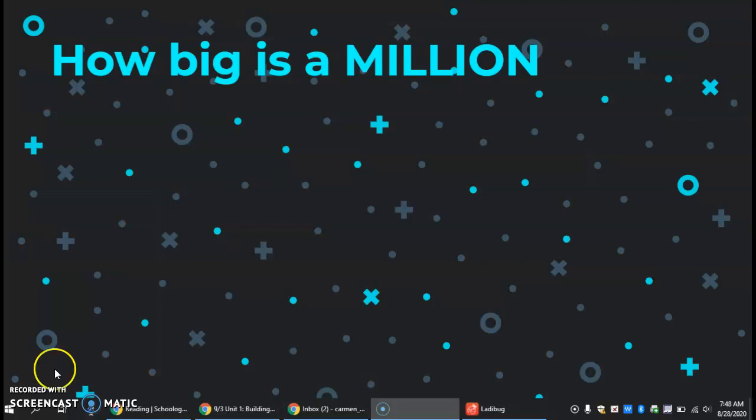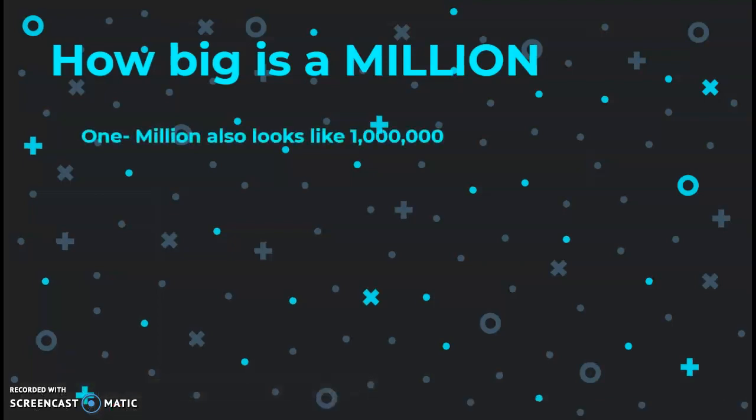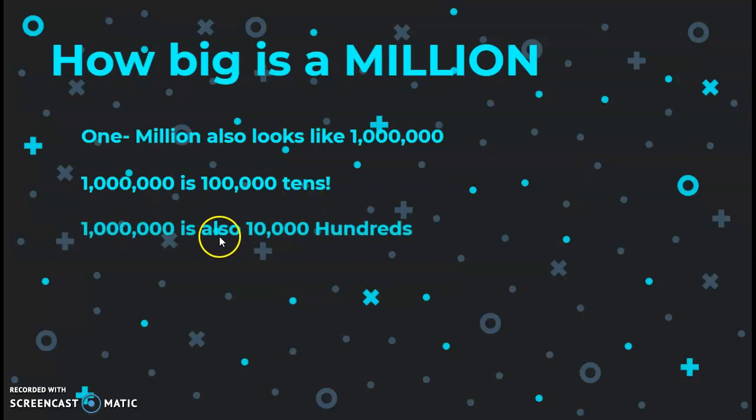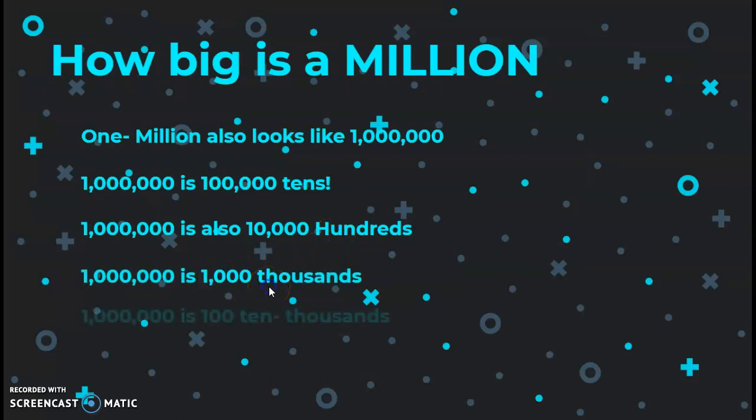Right now, though, I want to talk to you about how we can see 1 million in a couple different ways. For example, 1 million is written in written form and in standard form, this way. We can also look at it through base 10 blocks. So 1 million is 100,000 tens, or it can also look like 10,000 hundreds. 1 million can also be 1,000 thousands blocks.